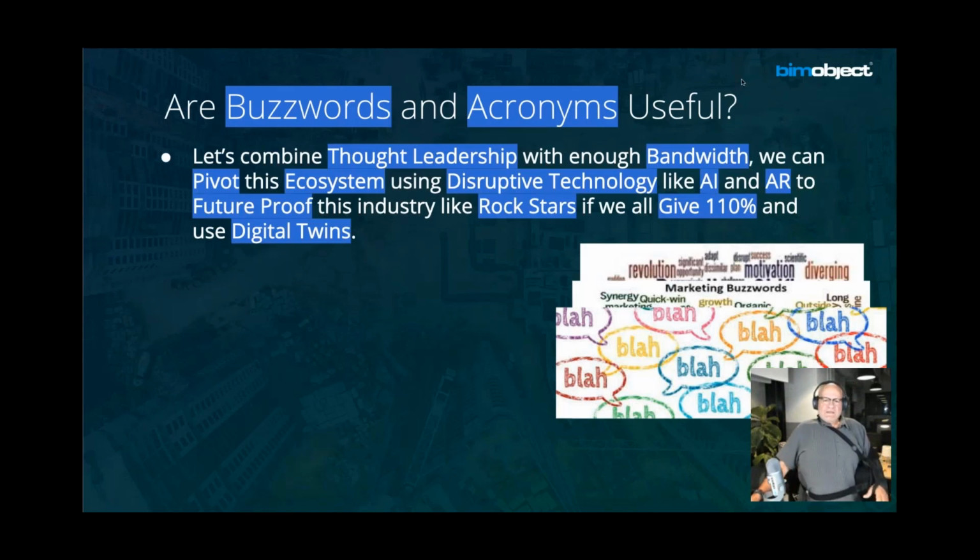So I thought I'd put together a brief sentence that recaps what we're doing today. Let's combine some thought leadership with enough bandwidth that we can pivot this ecosystem using disruptive technology like AI and AR to future-proof this industry like rock stars, if we all give 110% and use digital twins. I hope that got all the latest in there.